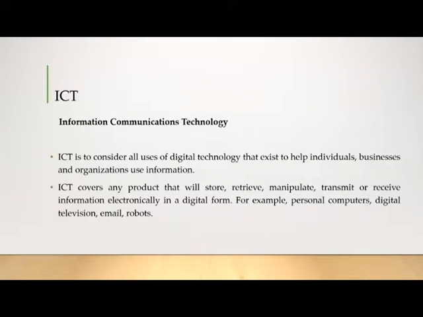ICT stands for Information Communication and Technology. So ICT is to consider all users of digital technology that exist to help individuals, businesses, and organizations use information. ICT covers any product that will store, retrieve, manipulate, transmit, or receive information electronically in a digital form. For example, personal computers, digital televisions, emails, or robots.